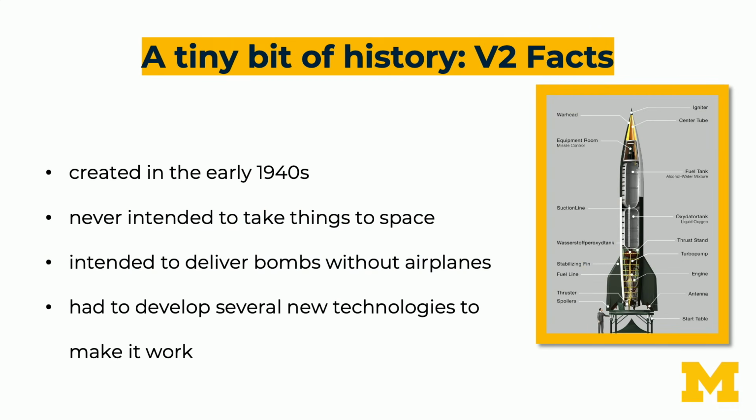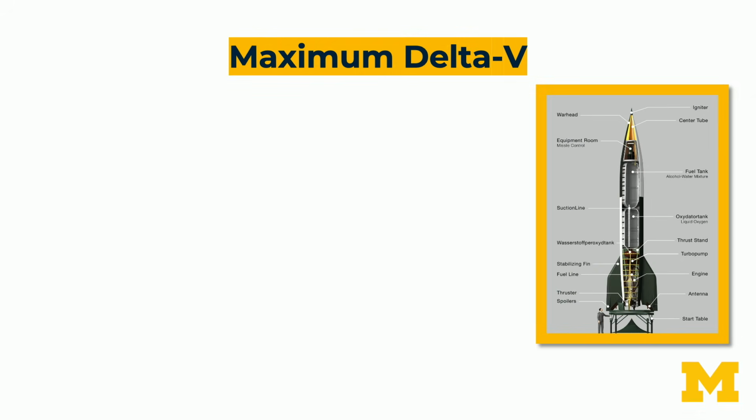And so they did all of this development on the V2 so they could deliver bombs to faraway places without airplanes. It was a huge undertaking to develop the V2, and we'll talk about all the new technologies that they had to develop to make this work in the history part. The last time we talked about the rocket equation, we used the V2 as an example to determine how much delta V we could get from the V2. So let's go over that again really quickly.